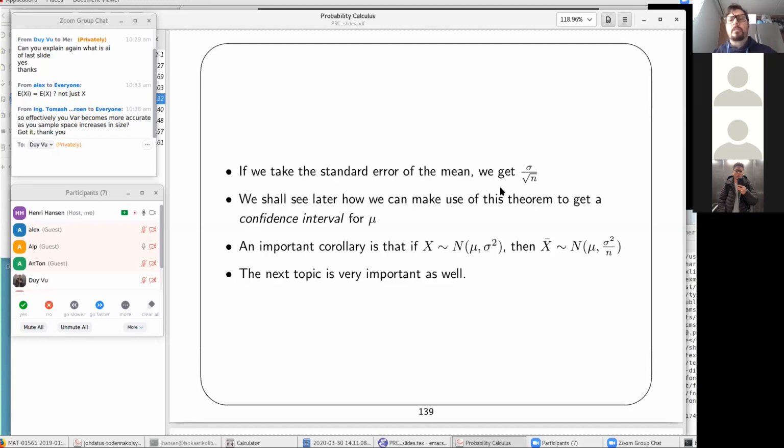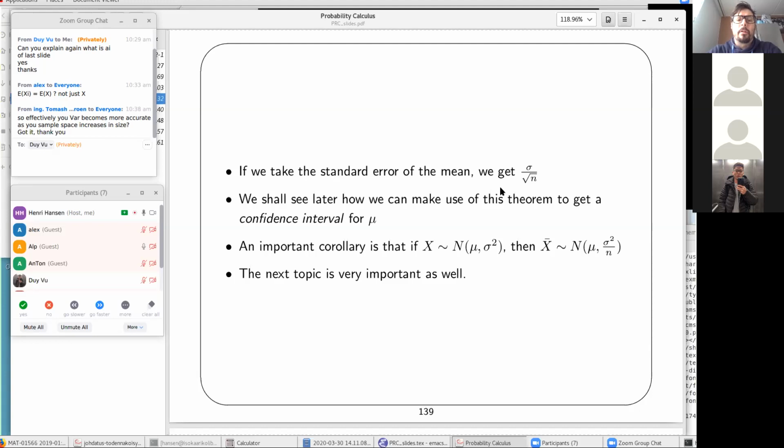We'll use this theorem later to get what we know as the confidence interval of mu. So what we are aiming for is a theory that gives you some idea of probabilities, how likely it is that the average is in some range. When you take a sample, you get an actual average, but you don't know how good an approximation that is. If you know the variance, then you can get a better idea. And we call that the confidence interval, and I'll explain it to you probably tomorrow.